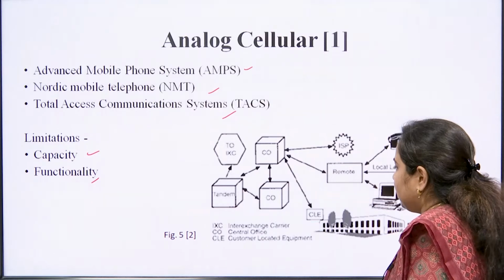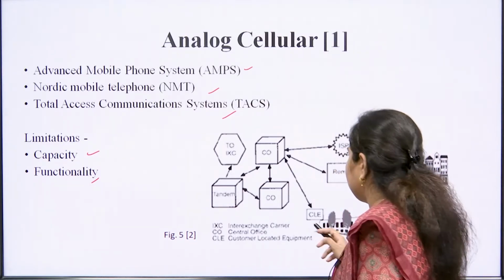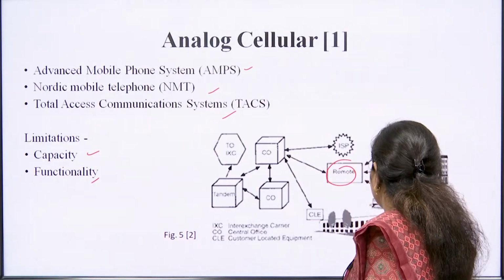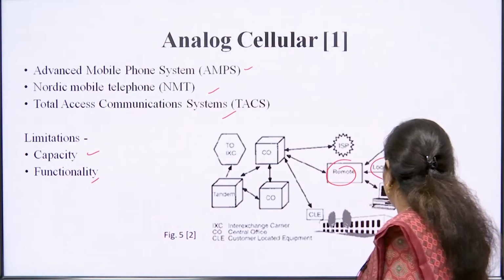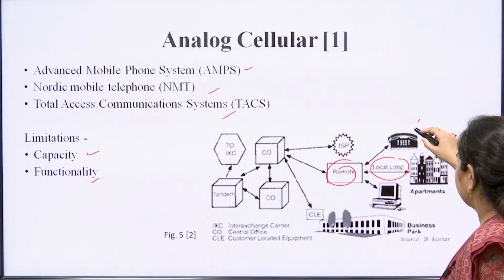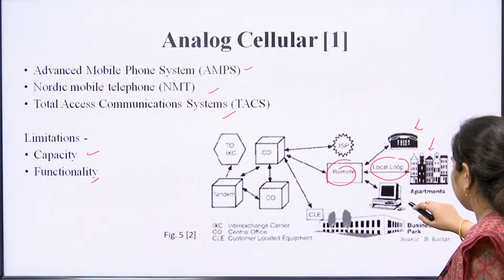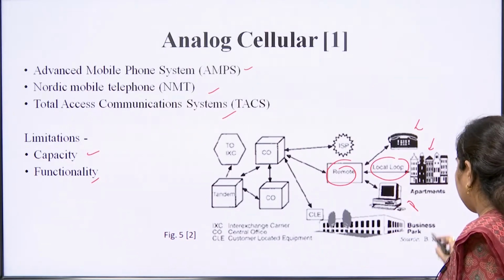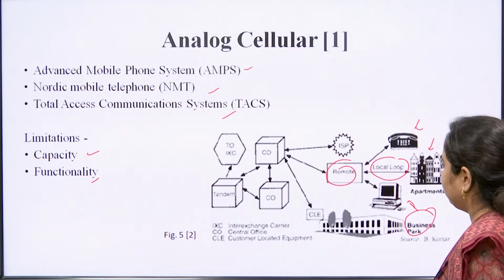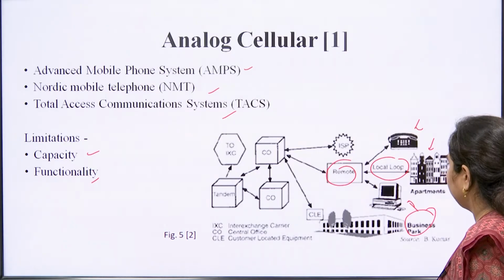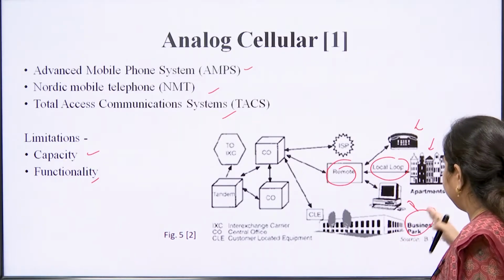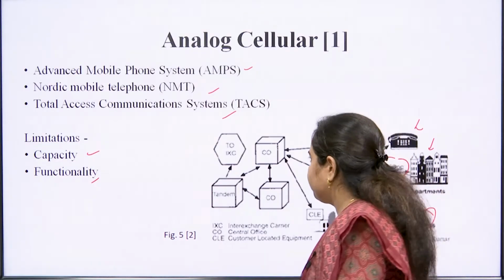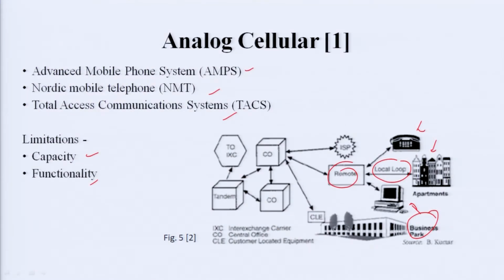Now, you can see that this is a setup, this is known as remote, then this is connected via local loop to these 3 points, like this is telephone, this is apartment, and this is the system and business park. So, that is how through this remote, 4 to 5 different areas are connected. So, this is related to the analog cellular.